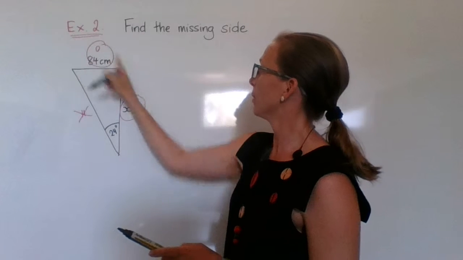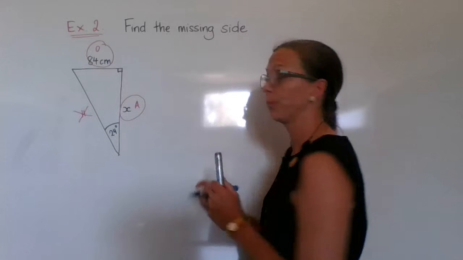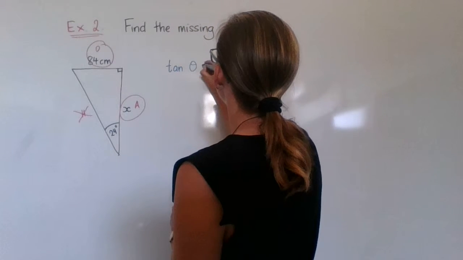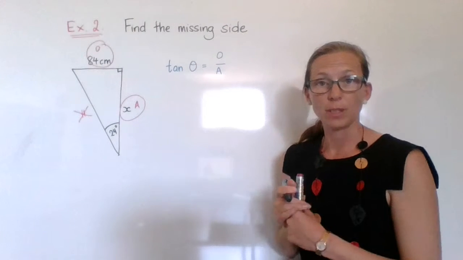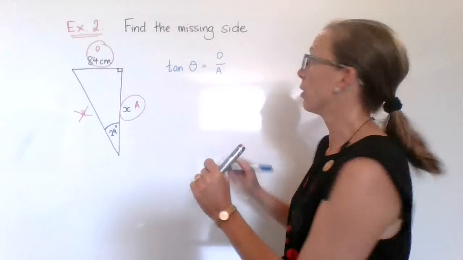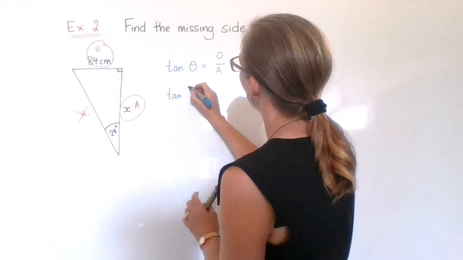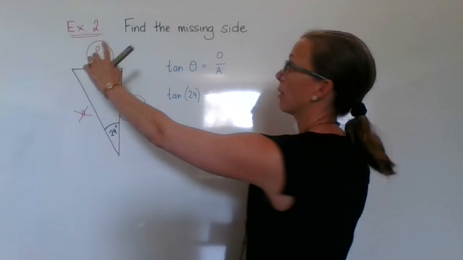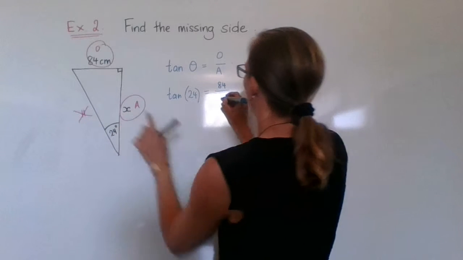So if I've got opposite and adjacent, the ratio I choose is tan. So I've got tan of an angle equals opposite over adjacent. Make sure I've written down what ratio I've decided to use. Then I'm going to substitute what I know. So I've got tan, my angle is 24 degrees, and then I'll substitute in for my opposite, 84, divided by x.